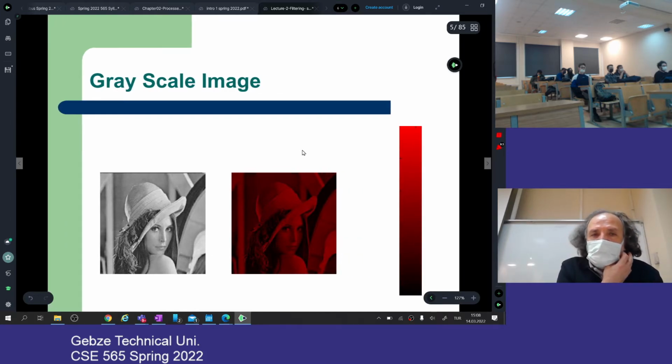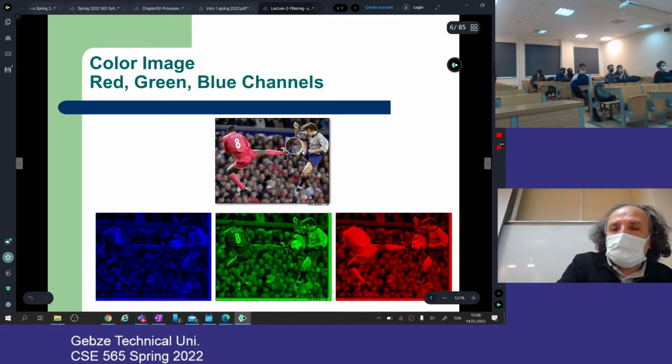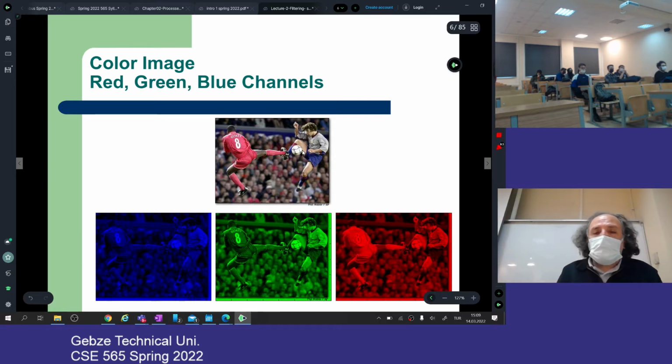And then I have the color images. Each color image is actually composed of 3 grayscale images, you may see. The first grayscale image represents the blueness, then the greenness, and the redness.